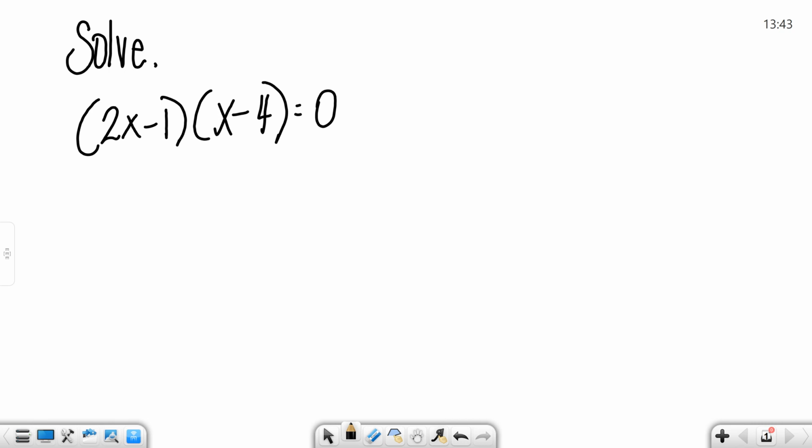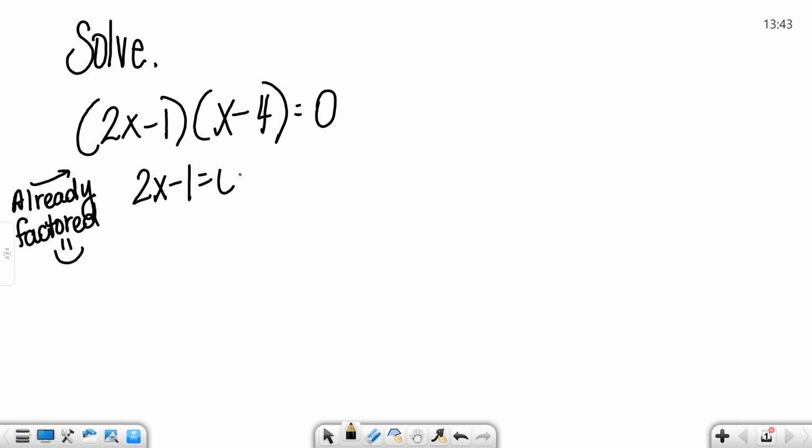All right, so this problem really is easier than the last problem because it is already factored. We don't have to do the factoring. It has already been factored. Yay, that makes us happy. So once I get here, now I just set each factor equal to 0, that little 0 product property, and solve for x.